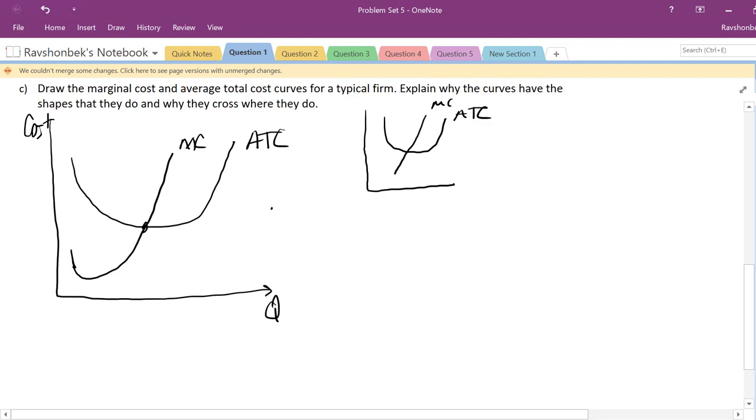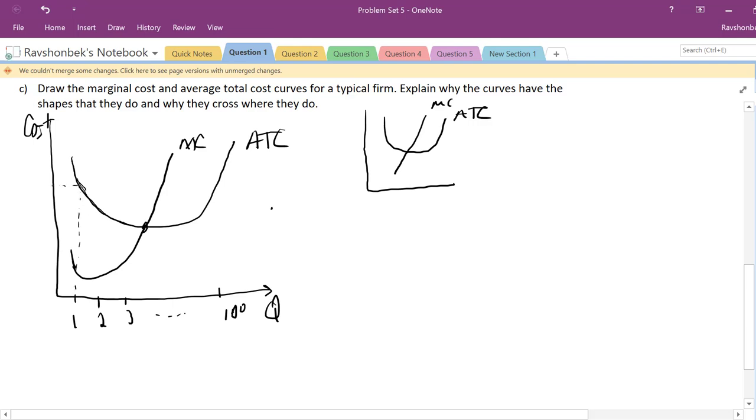Okay, let's go back to the question now. So draw the marginal cost and average total cost for a typical firm, explain why the curves have the shapes that they do and why they cross where they do. Now, average total cost is U-shaped because initially costs are spread over many units, especially the fixed cost. As the quantities increase, let's say this is 100, this 2, not to scale, obviously.